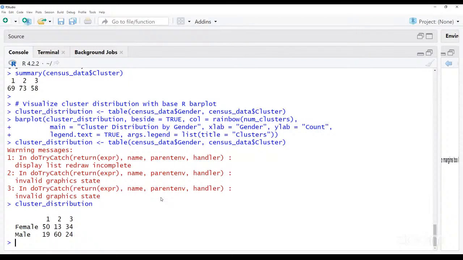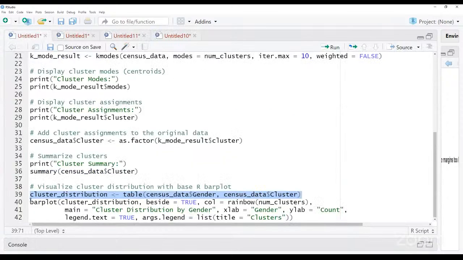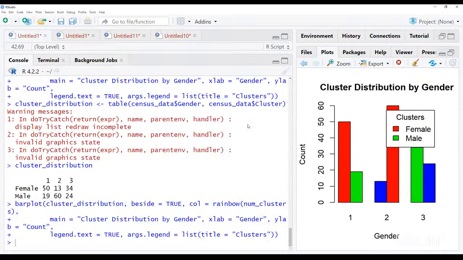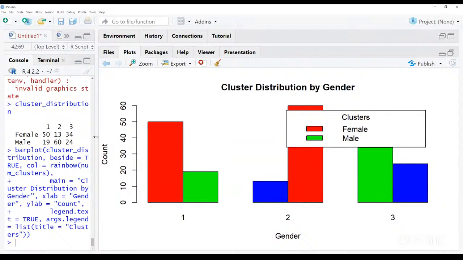Now, Farah, you show the chart. So this is the final chart. Show the chart. Yes, sir. So here, this is the chart. Here you can find that red is female and green is male. So three clusters are there.